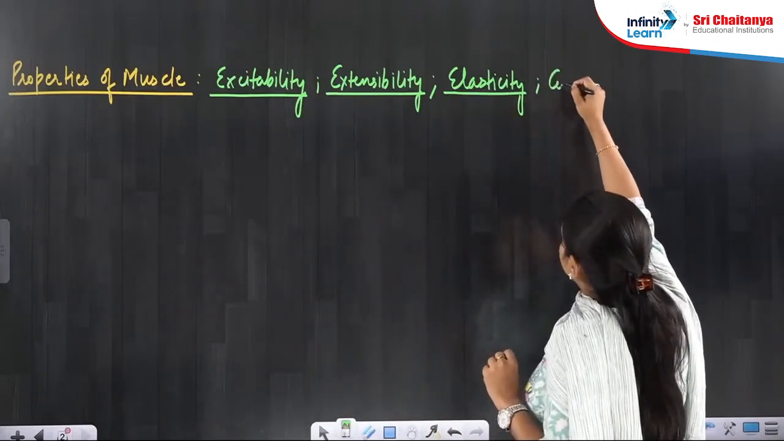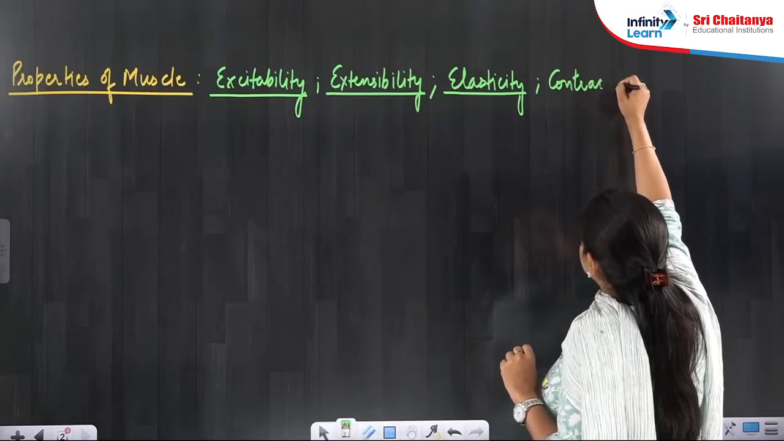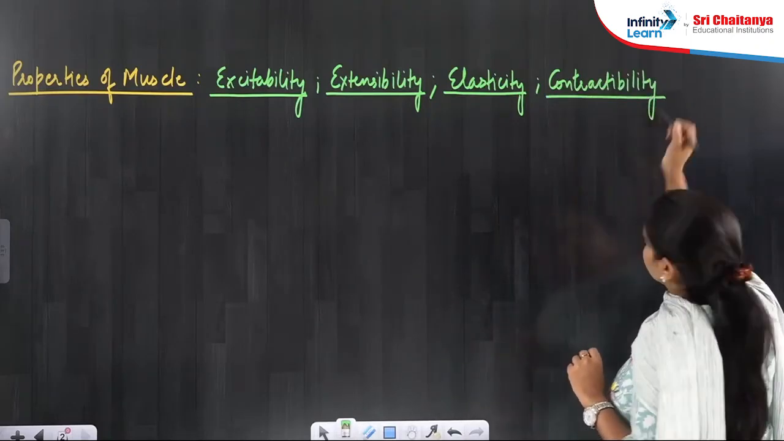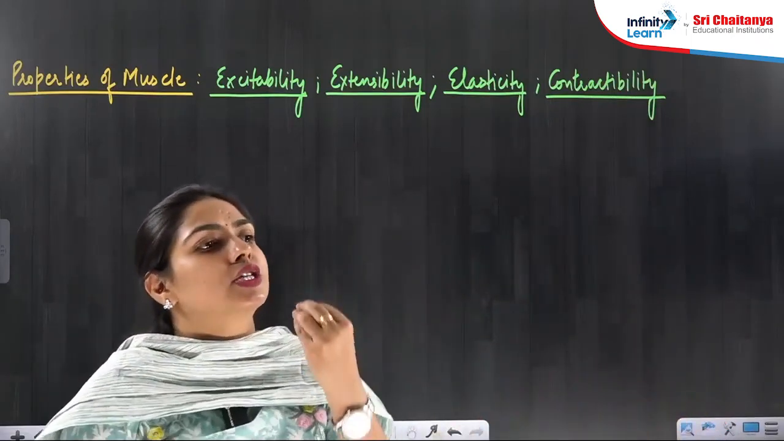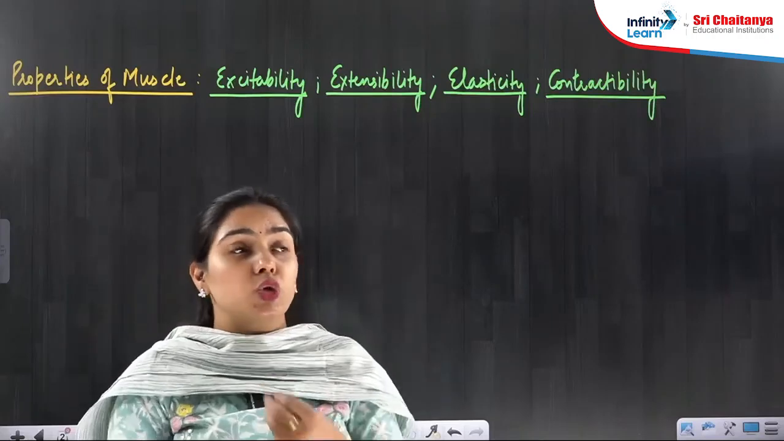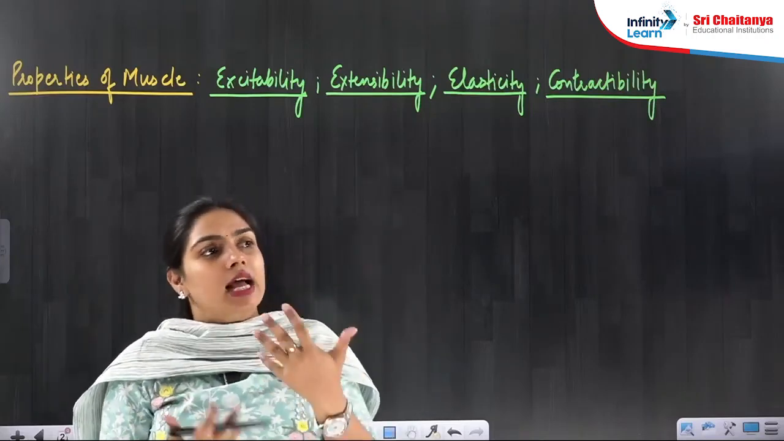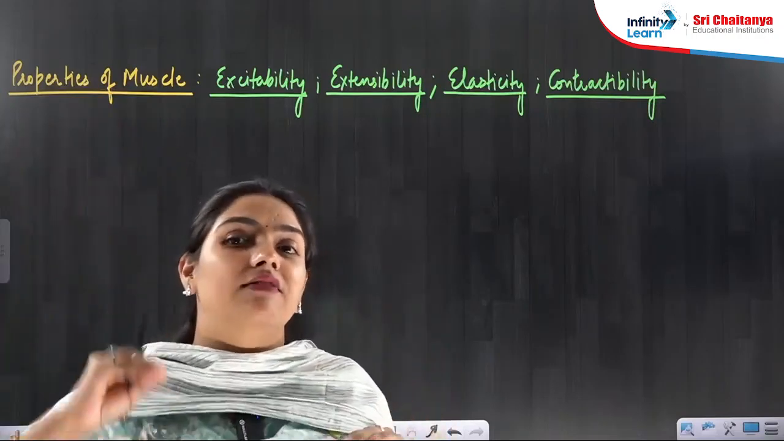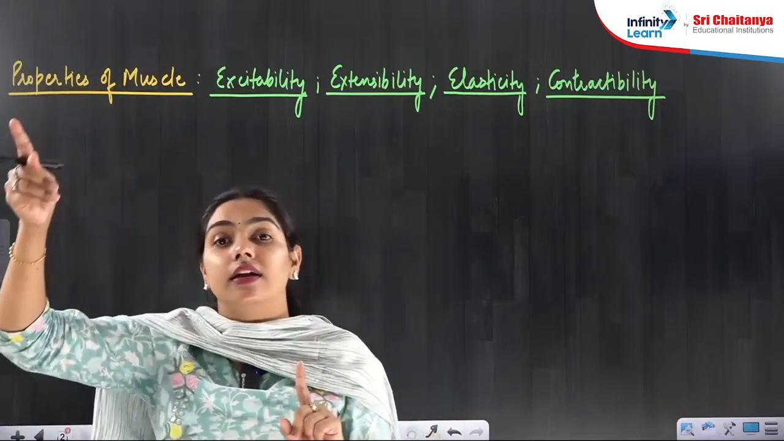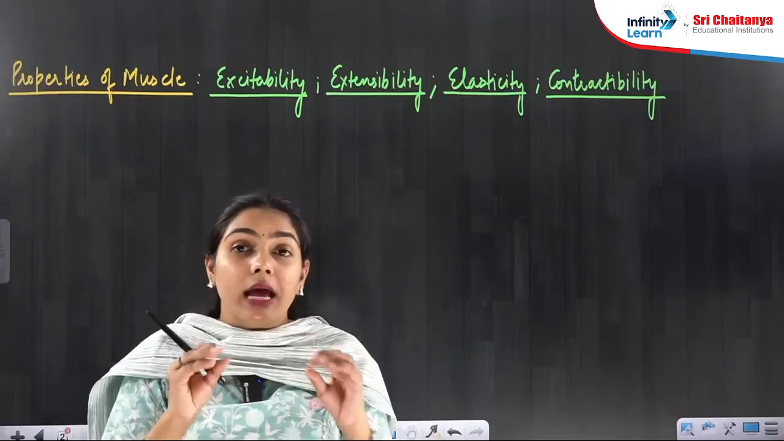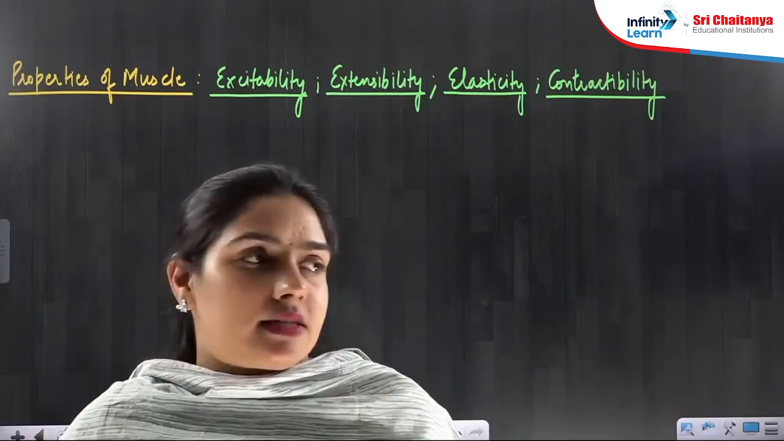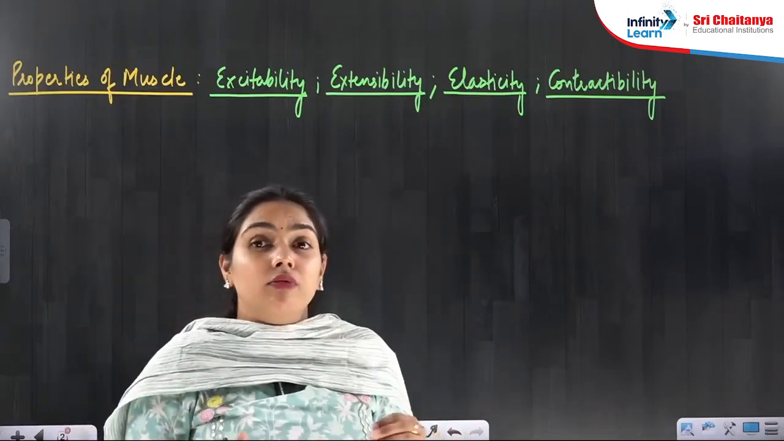Then there is contractibility. Muscles have the ability of contraction; muscles can contract and muscles can relax. Excitability is the ability to respond to a nerve impulse, but because you don't know what a nerve impulse is yet, I am not telling you this now. I will teach you nerve impulse in the neural control and coordination chapter. Here I am explaining these terms with simple examples so that you will remember them.